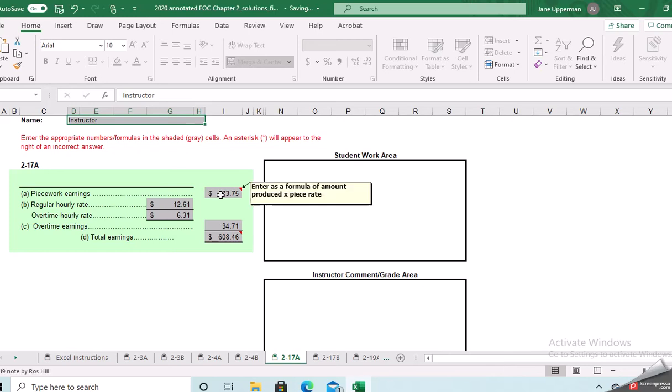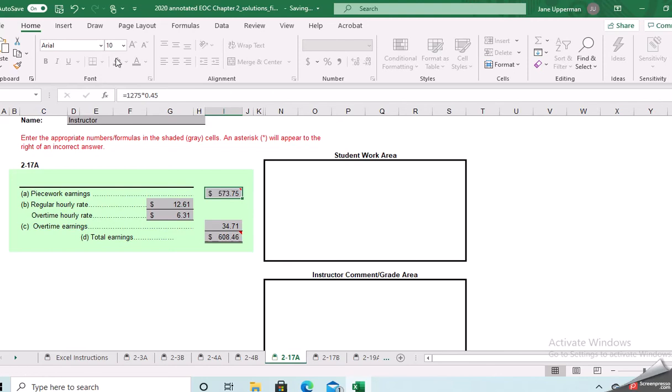So if we come into these and say, okay, they're piecework earnings, if we look up in the cell, what it is, it's the units she produced, 1,275, times the 45 cents a unit. So that's her piecework earnings. Then when we try to figure out what her hourly rate is, we take those earnings and divide them by her total hours worked. So that's going to be the 45.5 because she worked 45.5 hours. So that gives us an hourly rate for that particular time period.